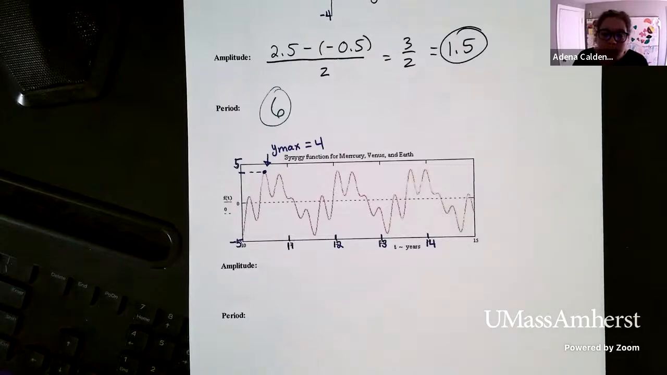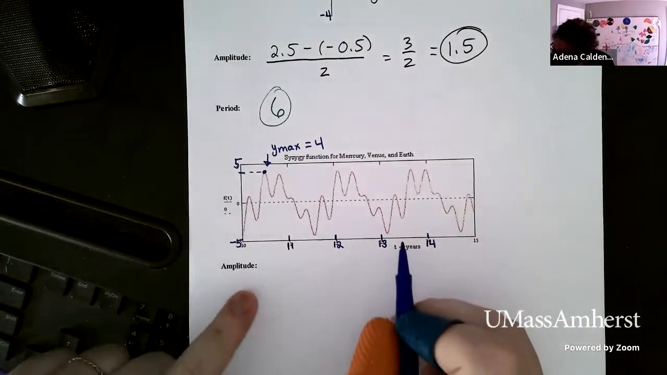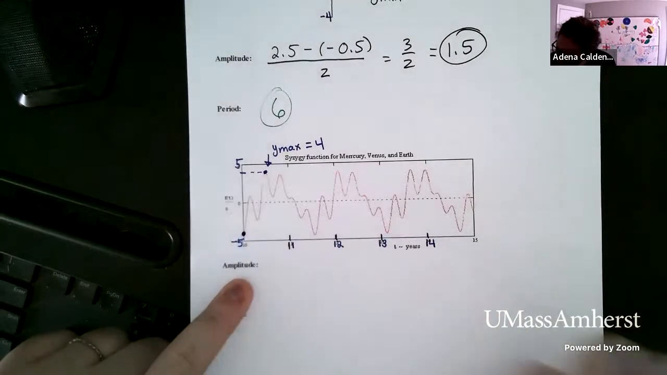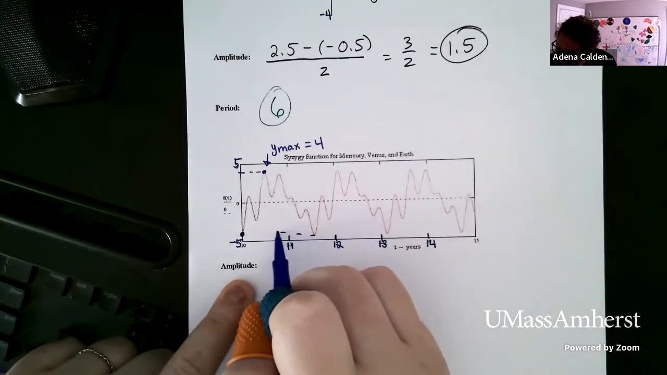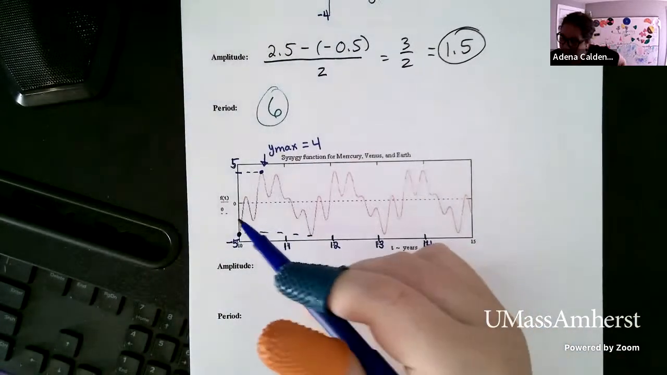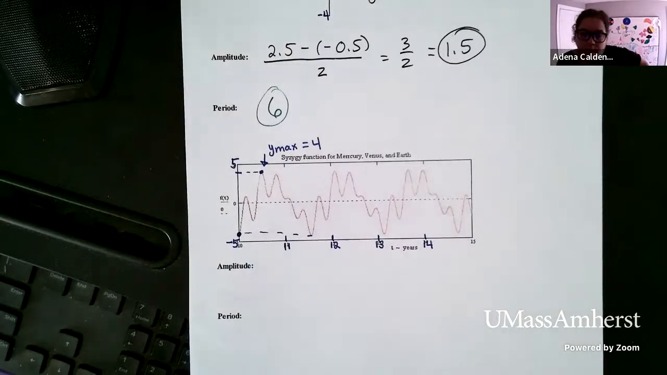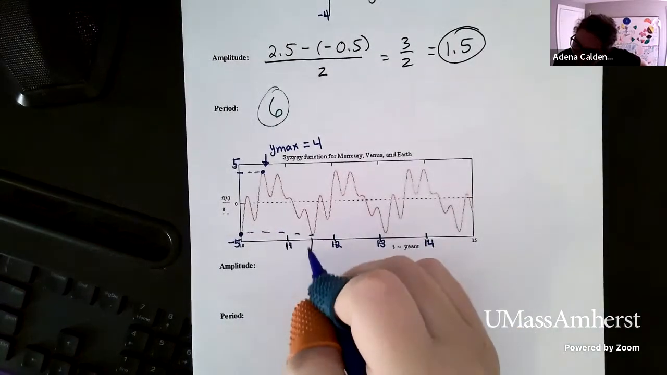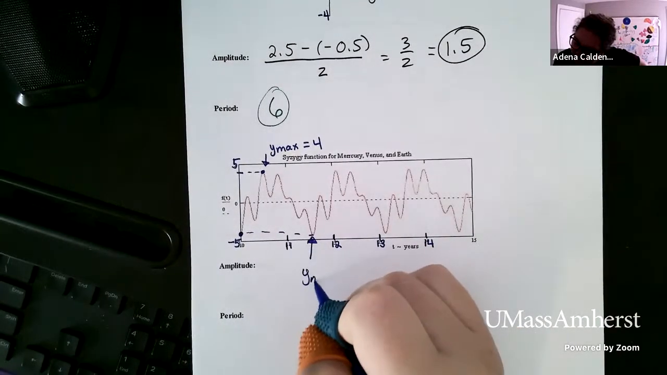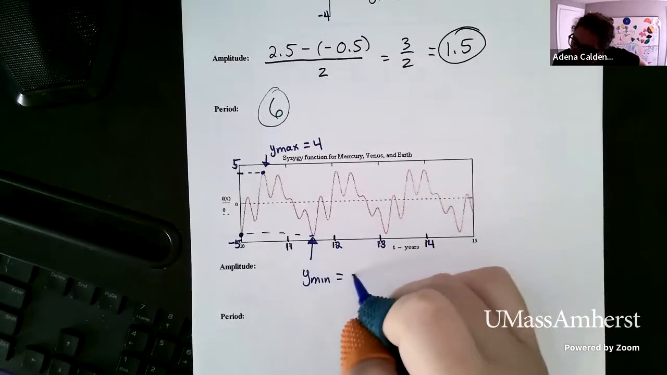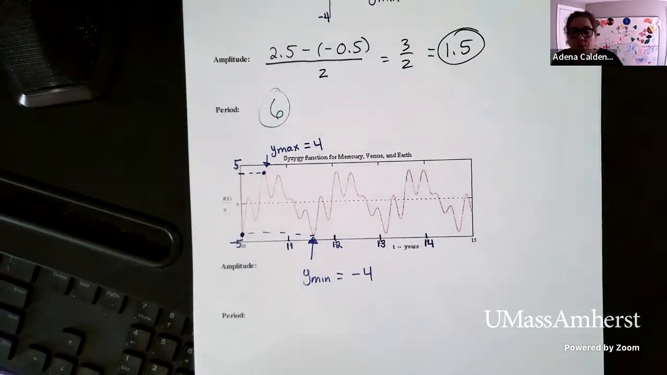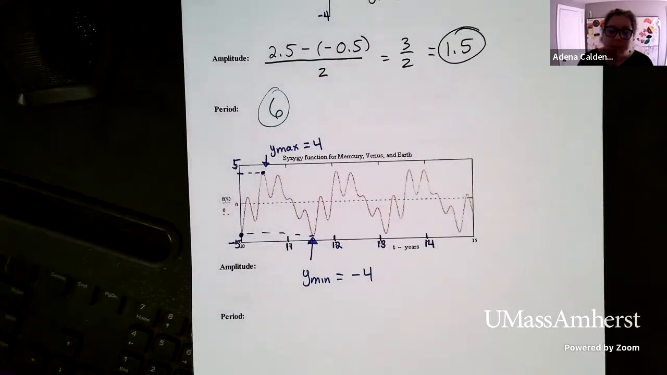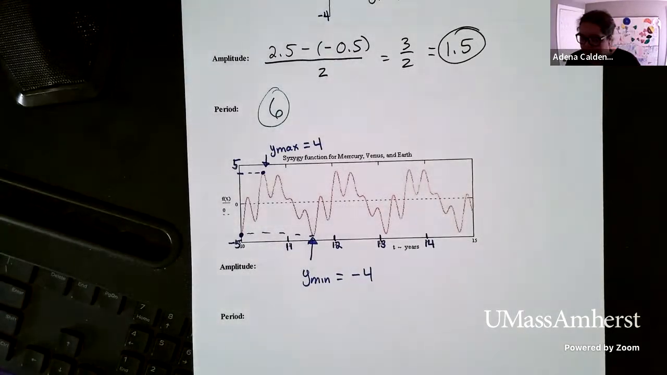Okay. And then down here, right, I can see that this y min, again, right, is between 0 and negative 5, but much closer to negative 5. So I'm going to call y min negative 4. Okay, so if you said negative 4.5, negative 4, somewhere in that range, that's pretty good, right? That's what we're looking for.